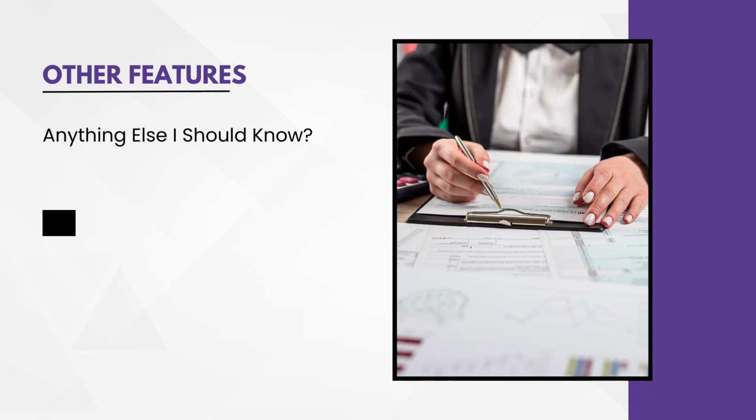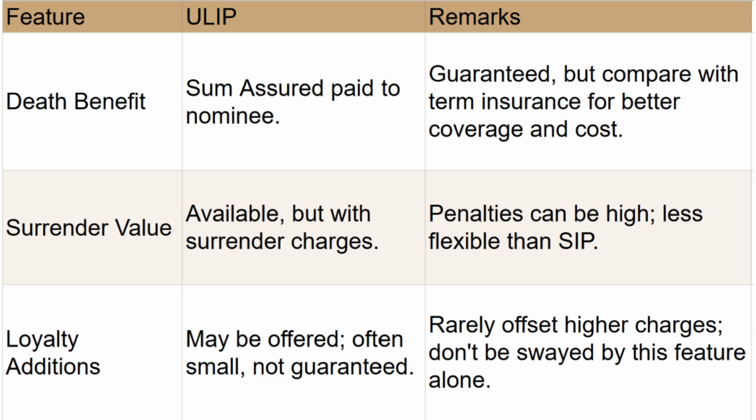Lastly, a quick look at some other features like death benefits and surrender value. ULIPs offer a death benefit to the nominee, while SIPs do not. ULIPs may also offer loyalty additions, but the higher charges often outweigh these benefits.